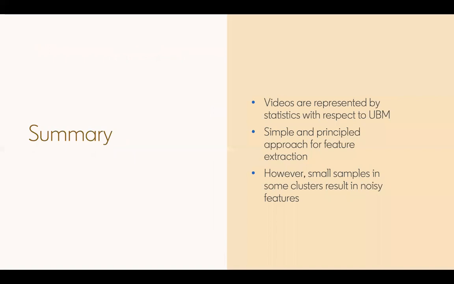Now, in summary, what we've shown is how cluster and aggregate techniques work in an unsupervised fashion. We represent each video by its video-specific cluster statistics with respect to the clusters of a UBM model. And the way we compute these statistics determines what sort of feature is being extracted. If it's just the counts, it becomes a bag of words. If it's a residual vector, it becomes a VLAD. If it is a residual-less vector, it becomes RVLAD. It turns out that one of the problems with these approaches is that when you have a small amount of data for a specific cluster from a given video, then that can result in noisy estimates.